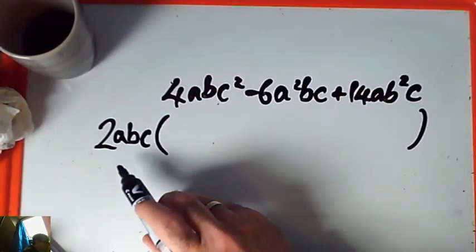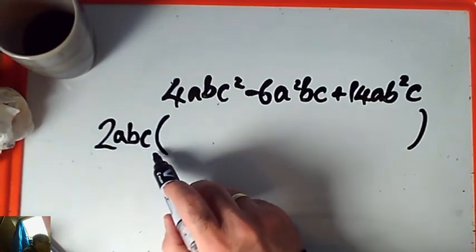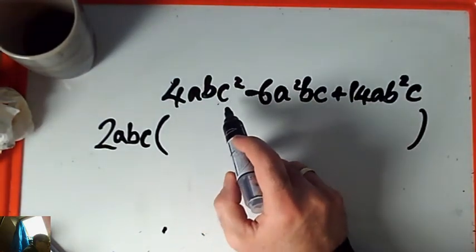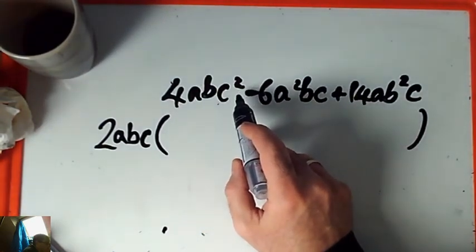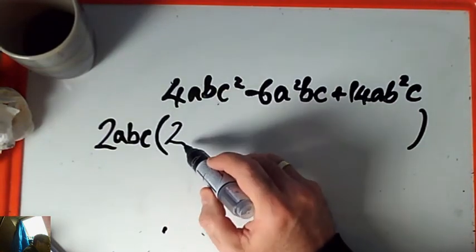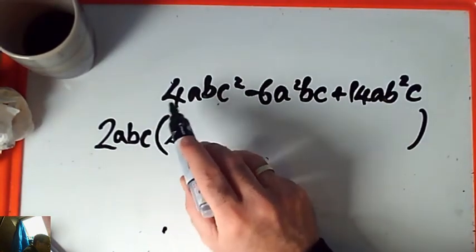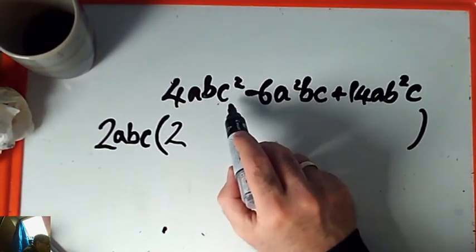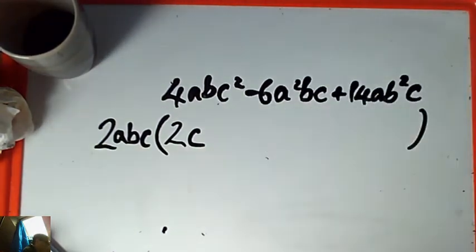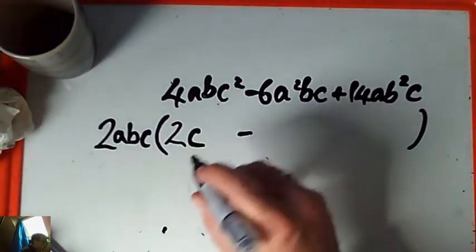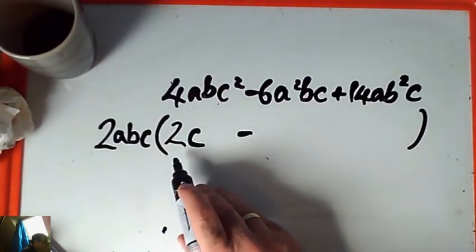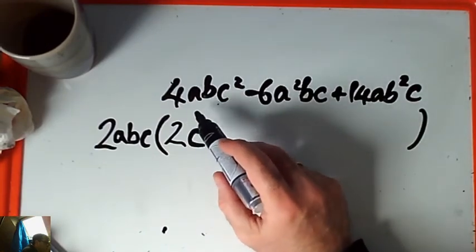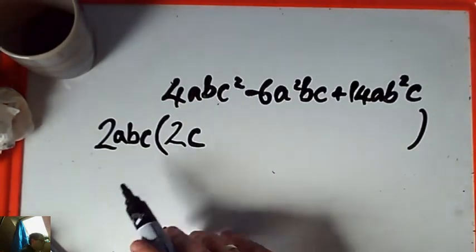So I'm asking myself the question, 2abc times what inside the brackets will give me the 4abc squared that I started with. Okay, so I'm going to have to multiply it by 2 to get the 4, so that 2 times 2 makes 4. I've got the a, I've got the b, I've got a c there, but I want a c squared, so I'm going to have to multiply it by another c inside the brackets. So 2abc times 2c will give me 4abc squared.